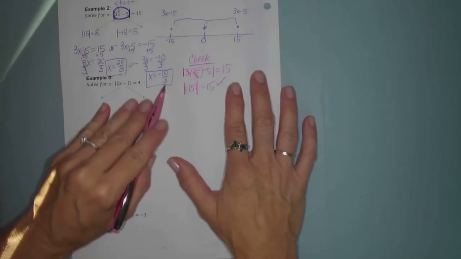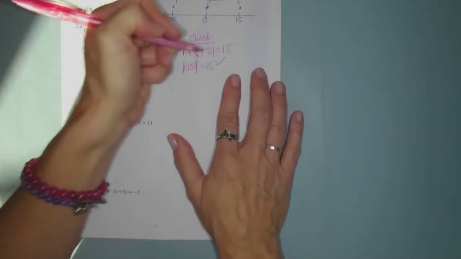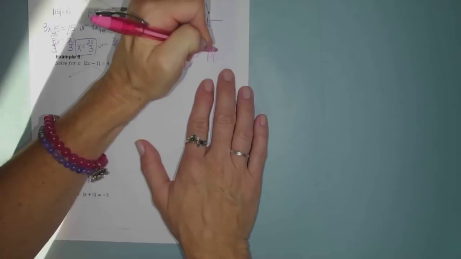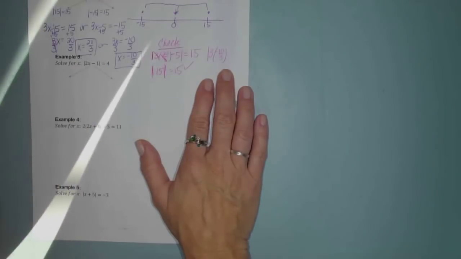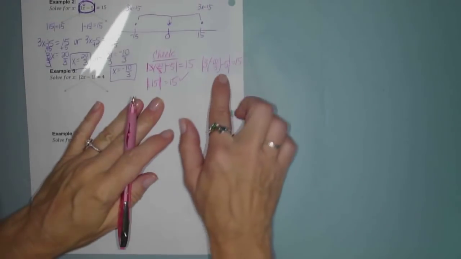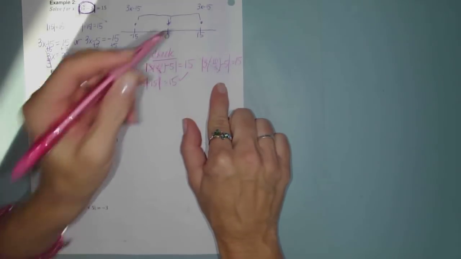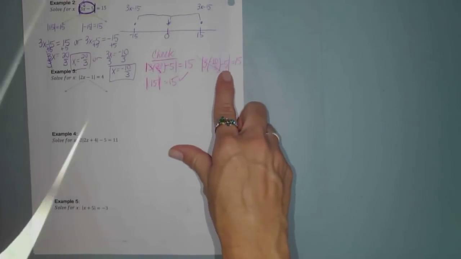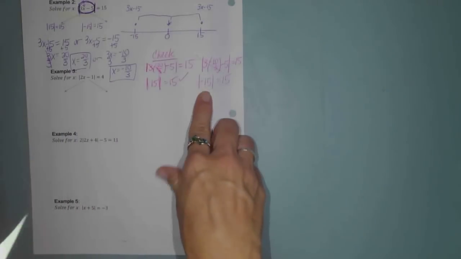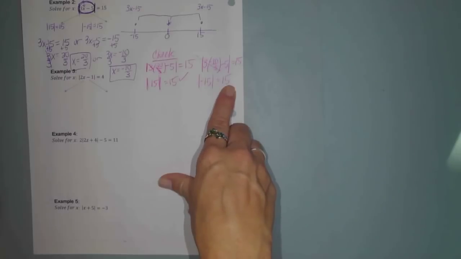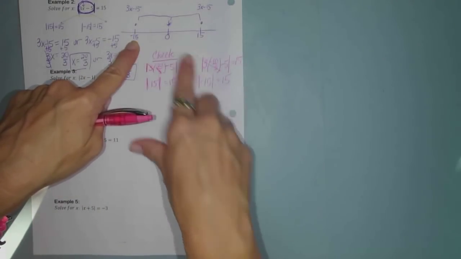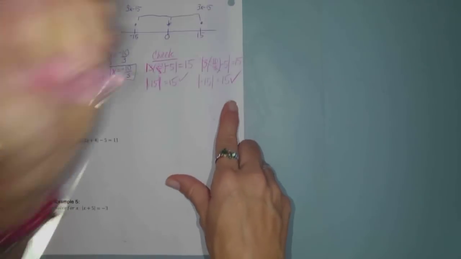Similarly, let's try the negative 10 thirds. So if I do the absolute value of 3 times negative 10 thirds minus 5, does that equal 15? Well, let's see. These 3's are going to cancel. Negative 10 minus 5 gives me negative 15. Is the absolute value of negative 15 equal to 15? Yeah, it is. Negative 15 is 15 away from 0. So that also checks out.